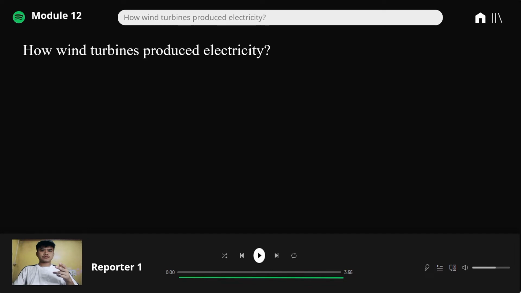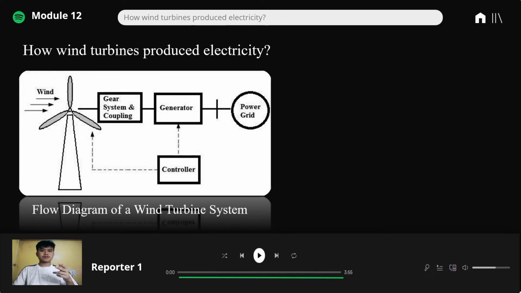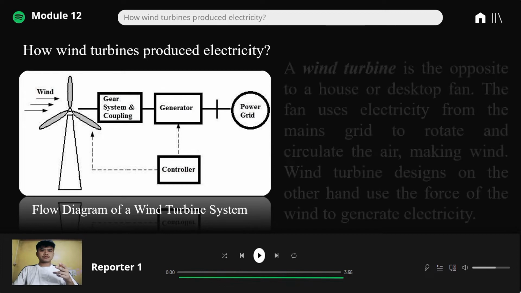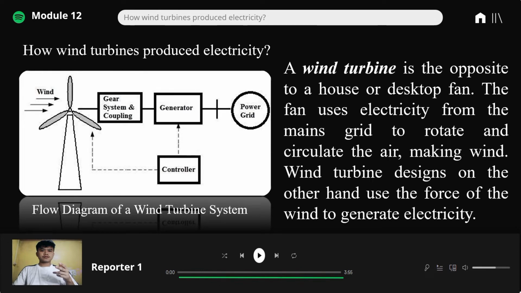How wind turbines produce electricity. The figure below is the flow diagram of a wind turbine system. What is a wind turbine? A wind turbine is the opposite of a house or desktop fan. The fan uses electricity from the main grid to circulate the air, making wind. Wind turbine designs, on the other hand, use the force of the wind to generate electricity. The wind spins the turbine, which captures the kinetic energy of the wind and converts this energy into rotary motion by a shaft to drive a generator and make electricity, as shown.